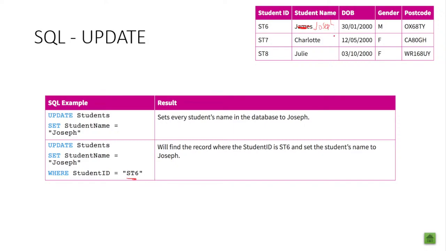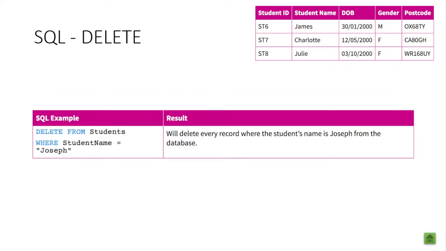Okay, so select, insert, update, now delete. Delete from the students where the student name is Joseph. So delete from the student table where the student name is Joseph, and that will delete every record that has a name as Joseph. So where it had Joseph before, instead of James, it would get rid of them.